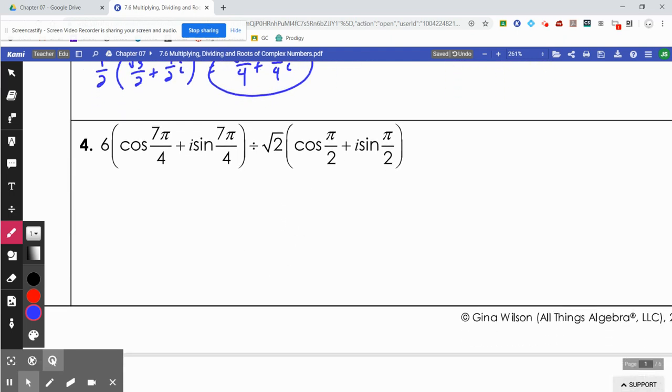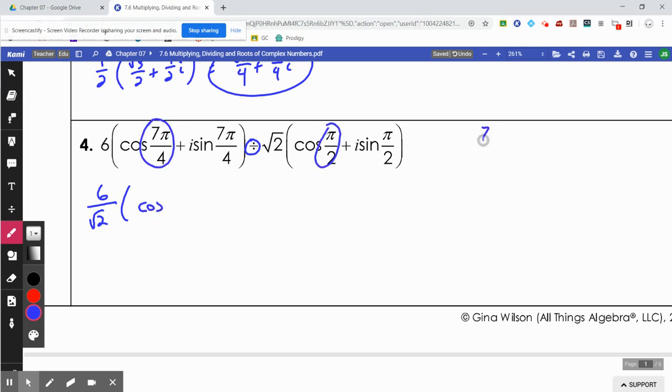And let's do one more of those. Again, to divide these two complex numbers, take the two numbers out front and divide them, and we will have to rationalize that. And you will simply take your two angles, 7 pi over 4 and pi over 2, and subtract them. 7 pi over 4 minus pi over 2. I'm going to go ahead and multiply top and bottom by 2 to give me a common denominator, and you have 5 pi over 4.